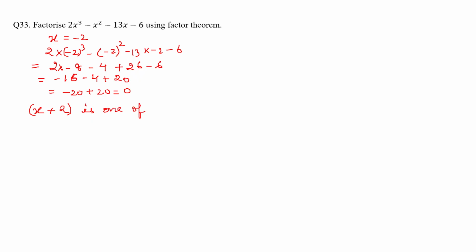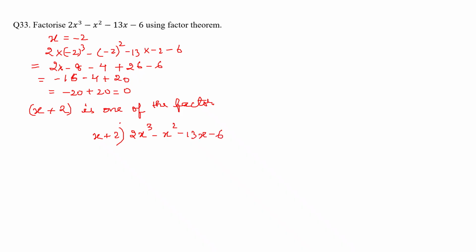Now once you get one of the factors, after that you can divide the polynomial by taking x plus 2 as the divisor, because you know that x plus 2 is a factor. So when you divide the polynomial by x plus 2, the remainder will come 0 and the quotient will give you the other factors.